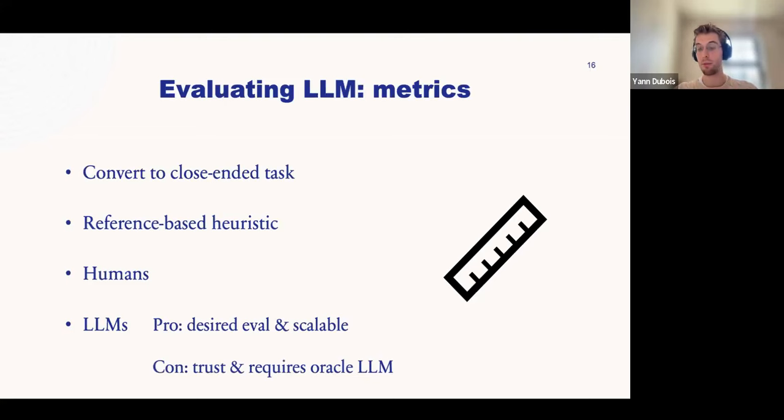The downside is that, at least currently, there's a lack of trust, I would say, in models evaluating other models. You also don't have much interpretability. You don't really know what the LM is evaluating. Also, it requires an Oracle LLM. So you require having a more powerful LLM for doing the evaluation, which means that you cannot really use this type of evaluation for evaluating the state-of-the-art model.